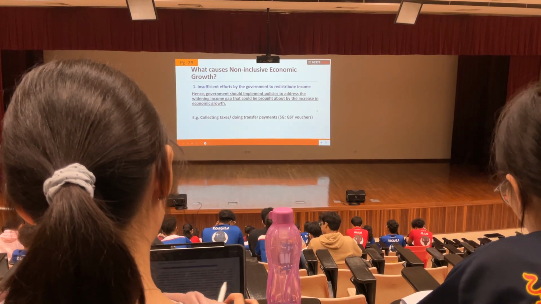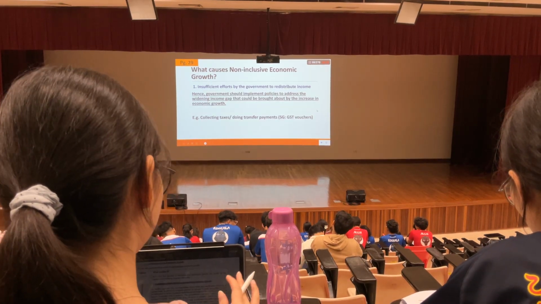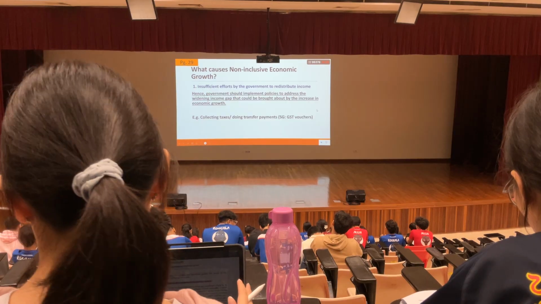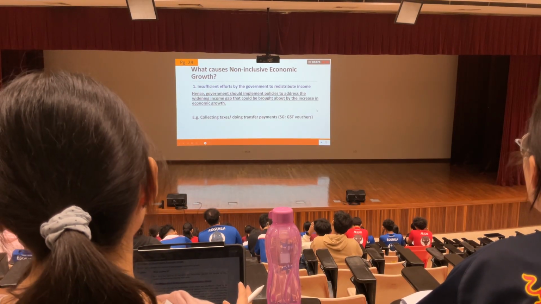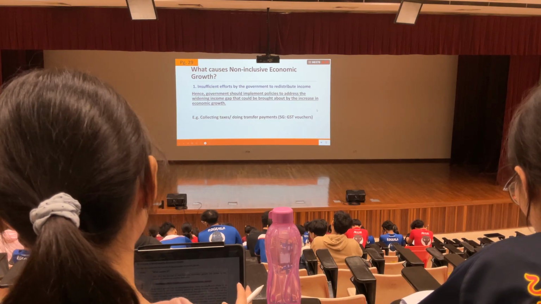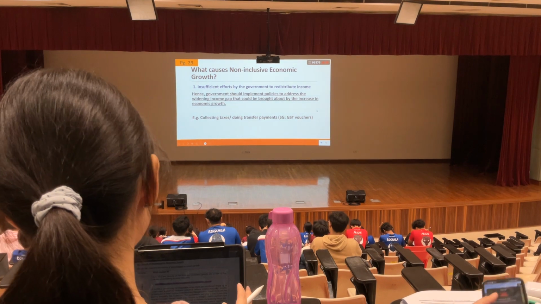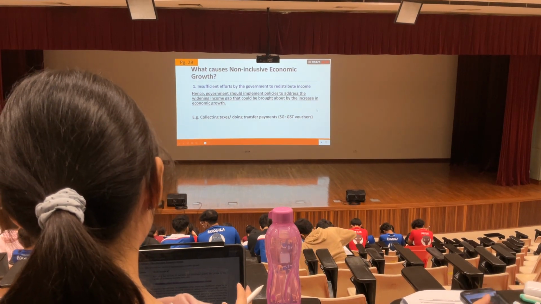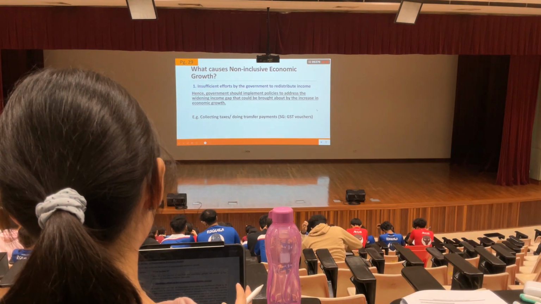So for example, in Singapore, we have our GST vouchers. So this is when the government will collect tax and redistribute it to the majority of the population in Singapore. So by collecting tax or doing transfer payments, you are then able to promote a more inclusive economic growth. Okay?